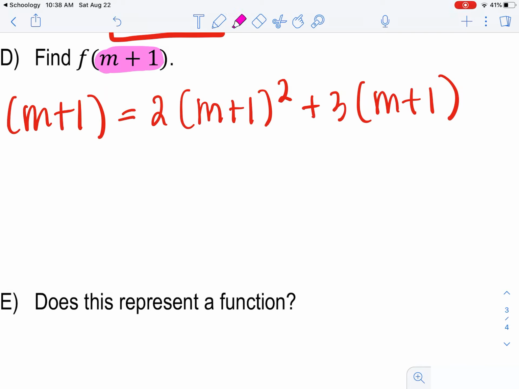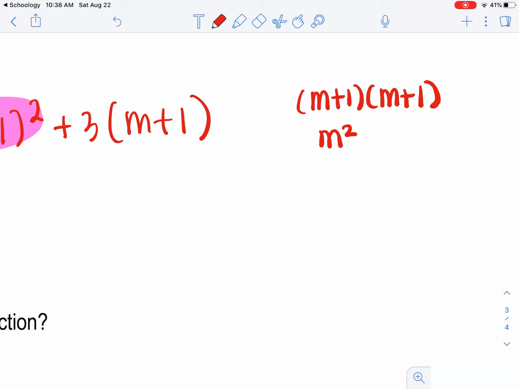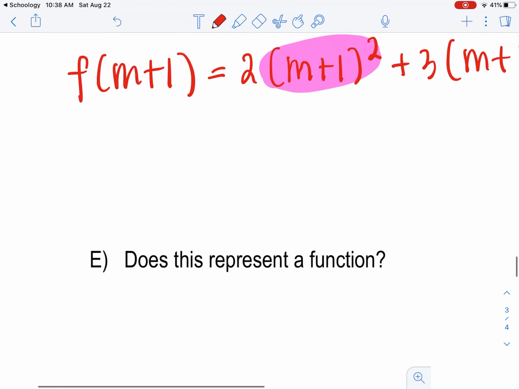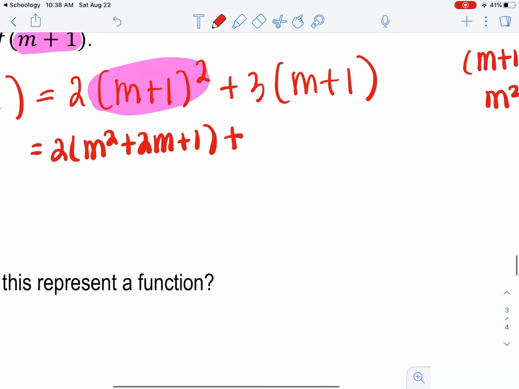Okay, so I'm going to expand it so that I can condense it. First thing I'm going to expand is m plus 1 squared. Remember, order of operations: inside the parentheses, there's nothing to do there. Exponents next. So now I'm going to do m plus 1 times m plus 1. You can do it off to the side, or you can do it within your problem. I'm going to do it off to the side to keep the problem a little cleaner. So first is m squared. Outer is 1m, inner is 1m, so that's 2m. Last is 1.